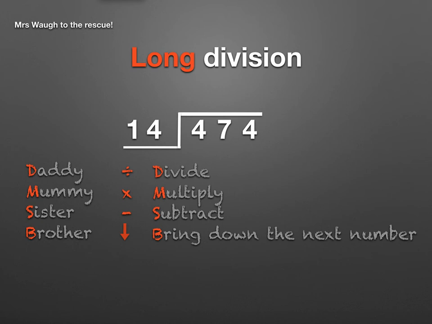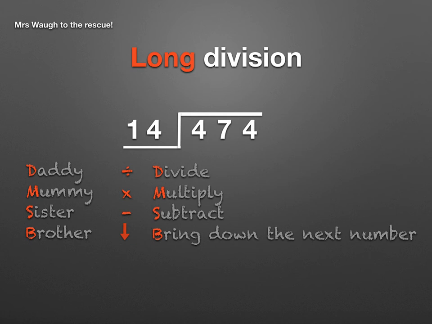Okay, long division. Long division is when you've got a big number and you're dividing by a double digit. This can be confusing, so there are many different ways to do it, but one way that I find children at school quite like, and it seems to stick with them, is you think daddy, mummy, sister, brother, and then you keep on doing this over and over again until you get to your final answer. Basically, the D for daddy is divide, the M for mummy is multiply, the S is subtract, and then the B for brother is bring down the next number.